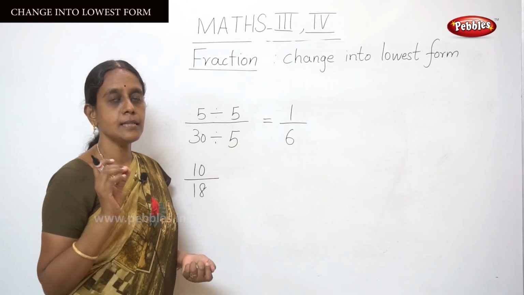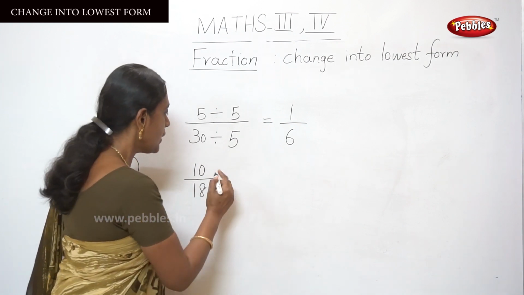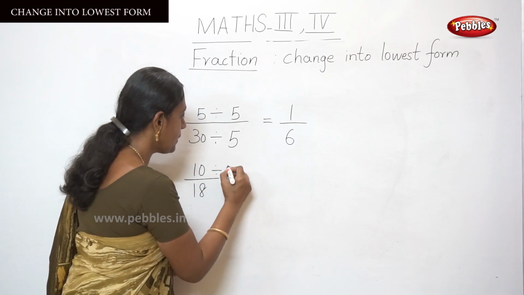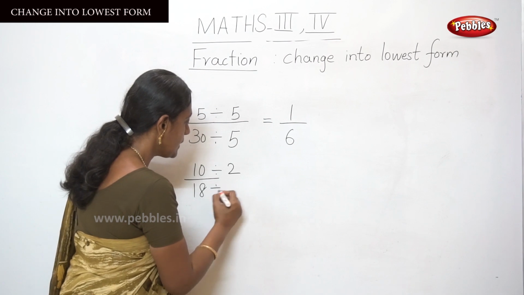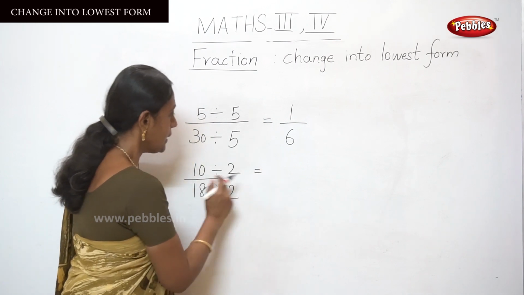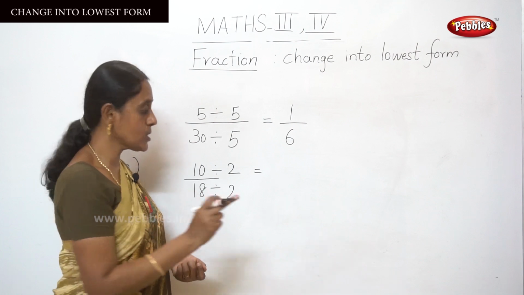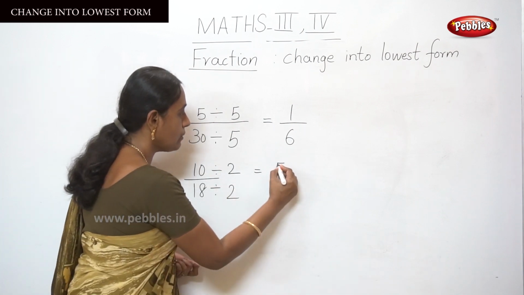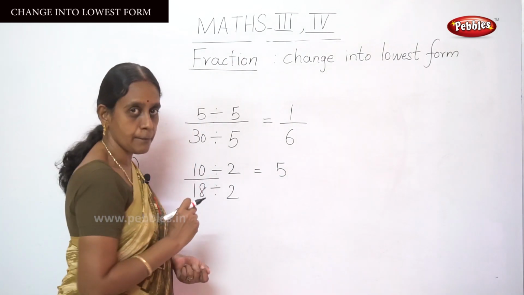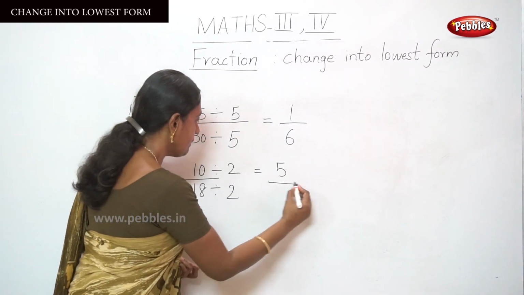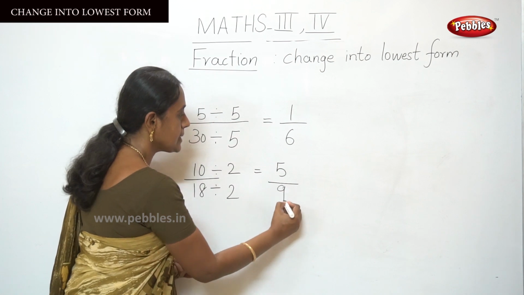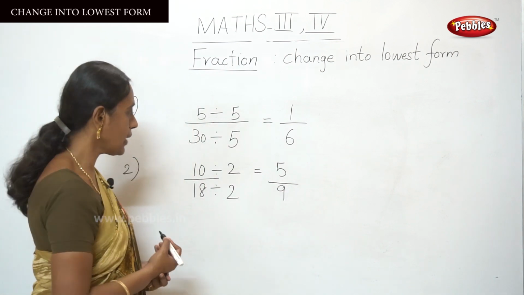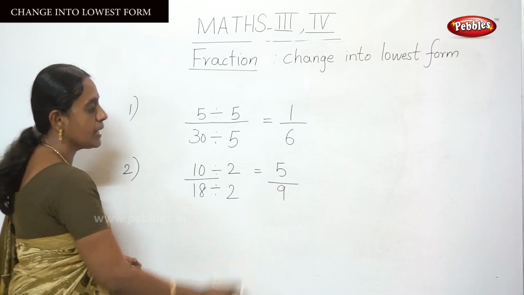Okay, let me take the same divisor number. We are going to divide by 2 here, and also divide by 2 here. Put the answer by saying the 2 table: 5 2s are 10, so that is 5. And 18 divided by 2 is 9. That is 5 by 9.